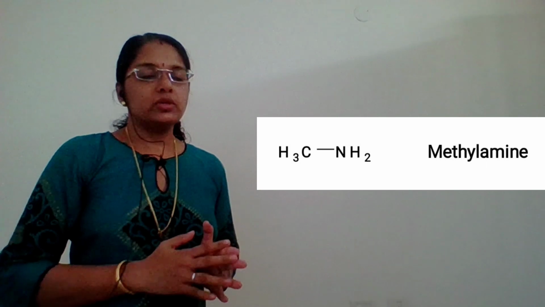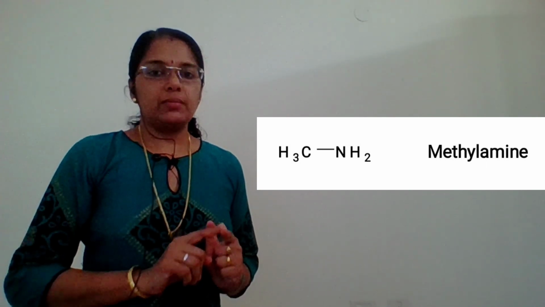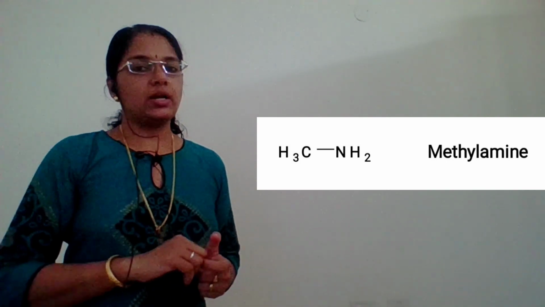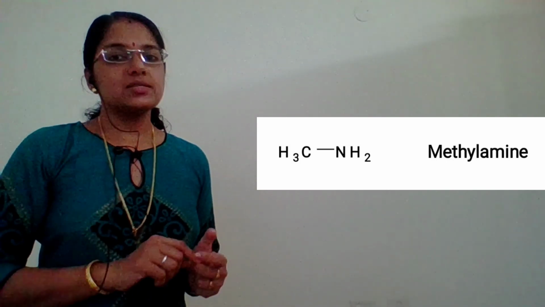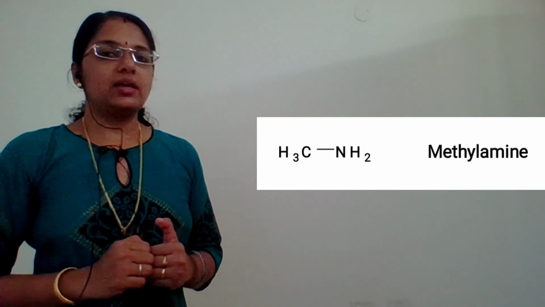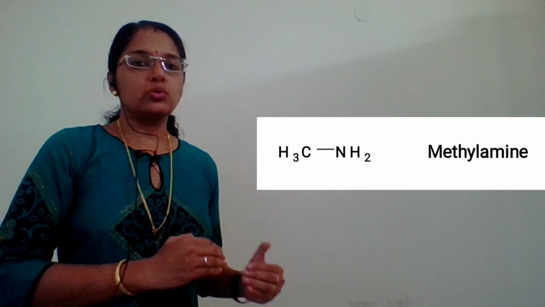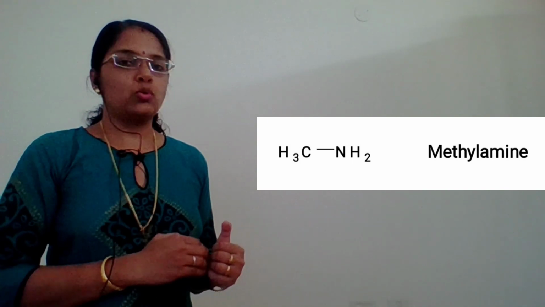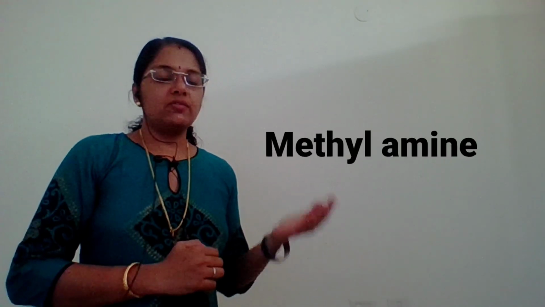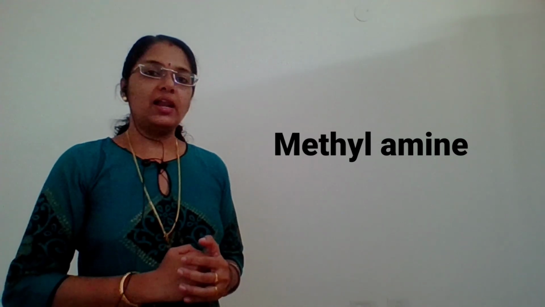In this compound there is only one carbon atom. That means the word root will be meth. Then we consider the one carbon alkane, that is methane. If one hydrogen atom leaves from the methane, it is named as a methyl group. And if an NH2 group is attached to that methyl group, it is named as methyl amine. So commonly we name CH3NH2 as methyl amine.